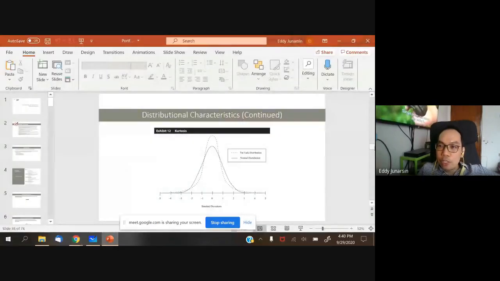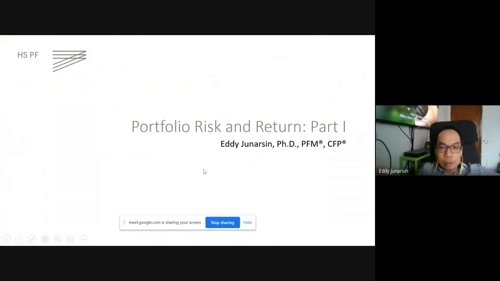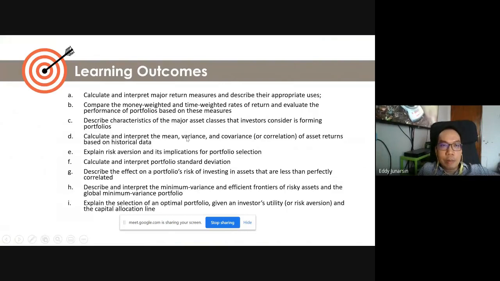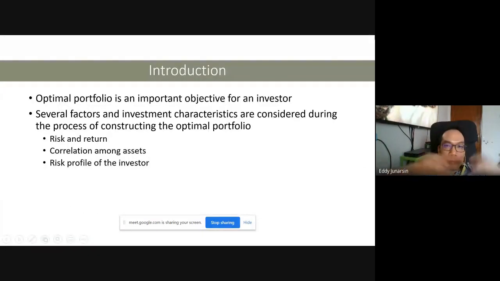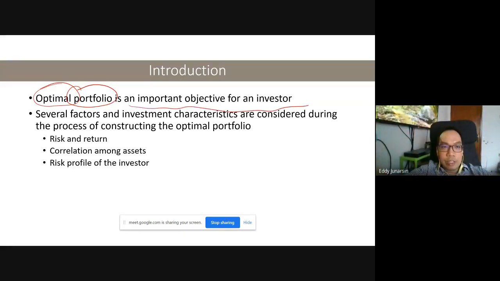As usual, if you have questions or require clarifications, or you have some opinions here, just unmute yourself and speak up, okay? So we're going to talk about portfolio, and later you'll find out the definition of optimum portfolio for everybody, because everyone has his or her own optimum portfolio. This is an important objective for an investor, and an important component that will define an optimal portfolio would be the trade-off between risk and return.